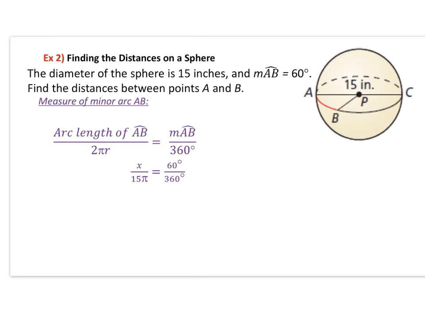Alright, so we substitute our values. We want to know the arc length of A to B. We know that the circumference is 2 pi r, or in other words, we can use pi times diameter since we know its diameter is 15. So 2r is equivalent to the diameter, so we can plug in 15 for 2r, getting us 15 pi. And then the measure of arc AB, which was told to us in our problem, is 60 degrees, and then the total is 360 degrees.